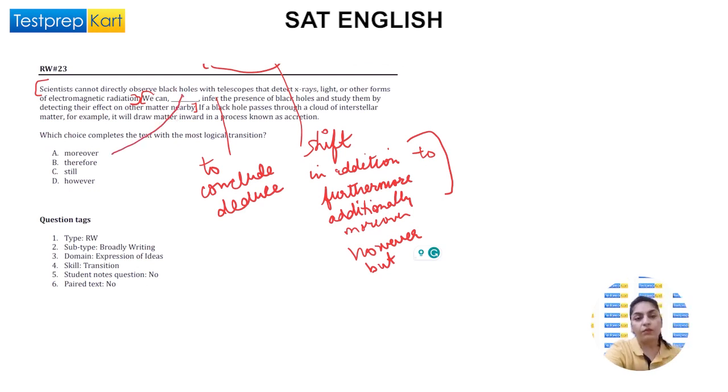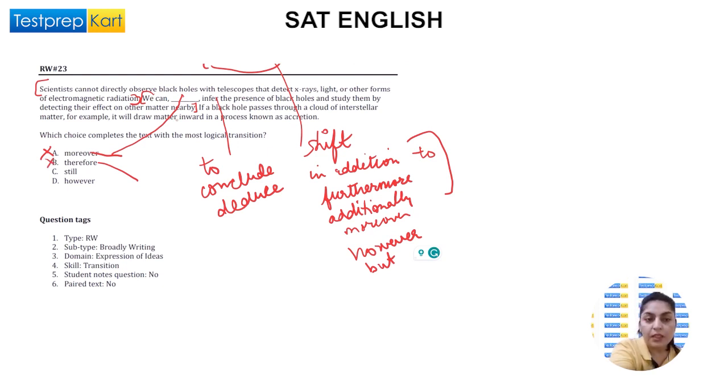What transition word will come here? Moreover, are we adding something? Is the author saying something and adding something more to the same concept? No, he is giving a different and opposing concept here. So this will not come. We are not adding anything. Therefore, it comes when we give some cause and then we give some result of something. Cause and effect. So no cause is given, so this will not fit here.